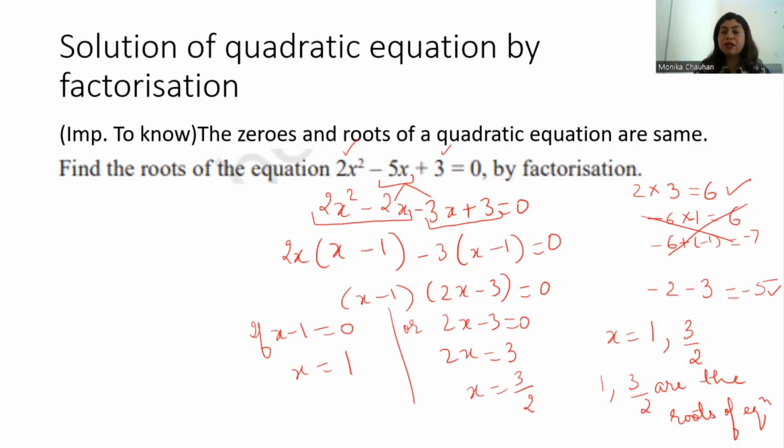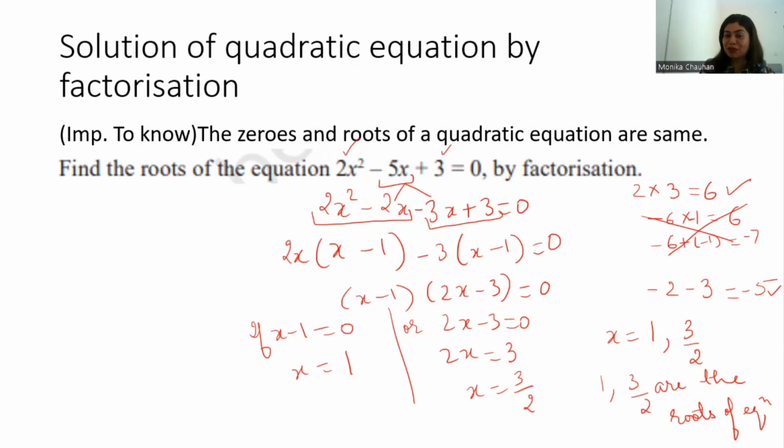There is one way. You can put the value of x as 1 in this equation, and you will get the right-hand side, which is 0. And the second, again, you can check with 3 by 2. When you put x as 3 by 2, again, you will get 0. So that means both of them are the roots of the equation, or they are the zeros of this equation, or they are the solutions of the equation.